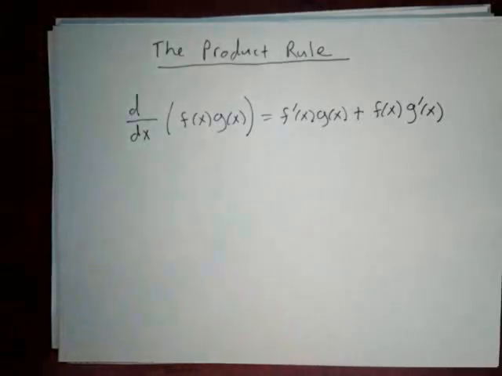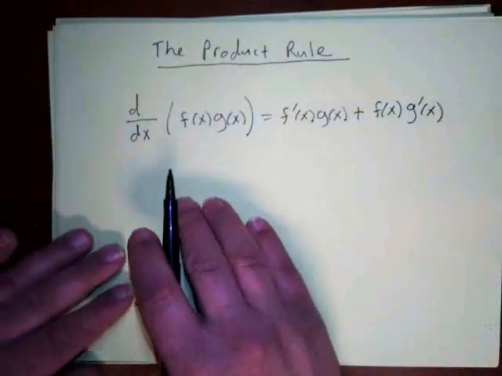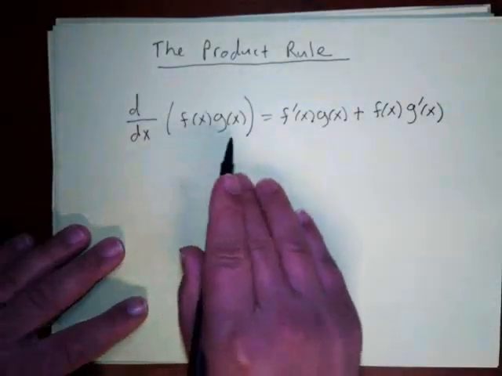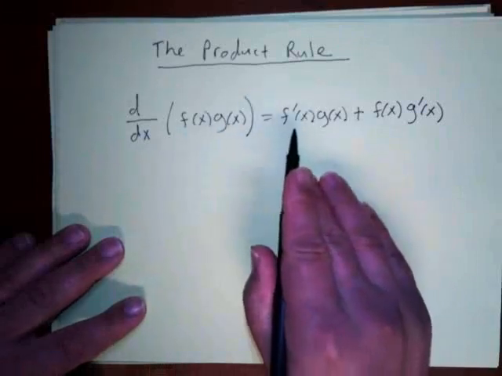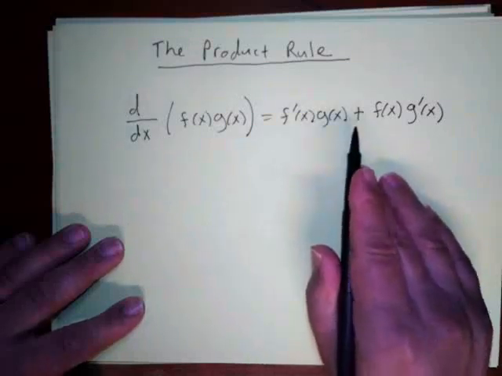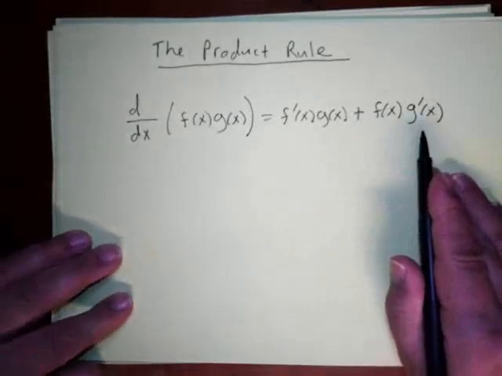We're now moving on to three really important rules, and they are the product rule, the quotient rule, and the chain rule. Okay, so first, the product rule. Basically, the derivative of the product of two functions is going to be the derivative of the first function times the second function plus the first function times the derivative of the second function.